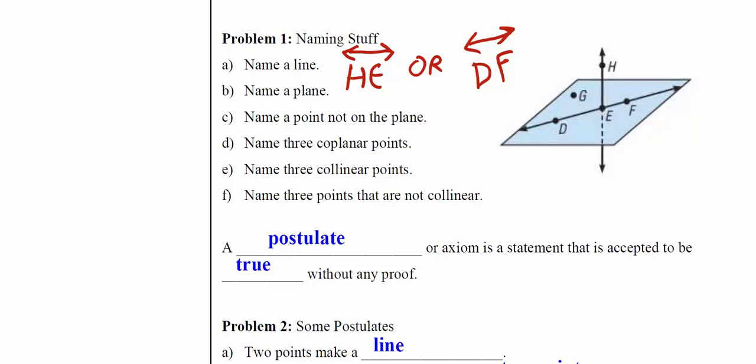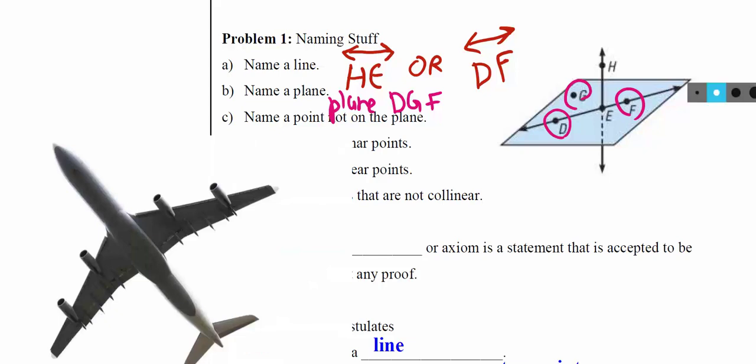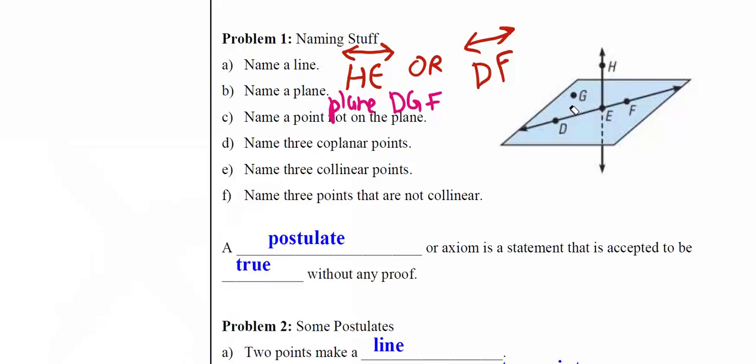In order for us to name a plane, we'll need to pick 3 points in that plane. H is not on the plane, so we will pick 3 points on the plane. And so we could call this plane DGF, for example. Or we could pick any other 3 points on the plane. So we could also call this plane DEF, plane GEF, plane FEG, plane FED, etc.